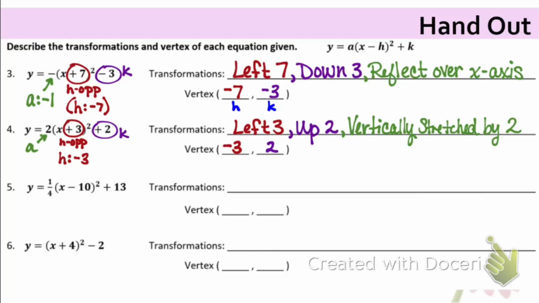I want you guys to do number 5 on your own. Take about a minute. Identify your A, H, and K. Write down your vertex, and then write out in words how this has transformed from the parent.